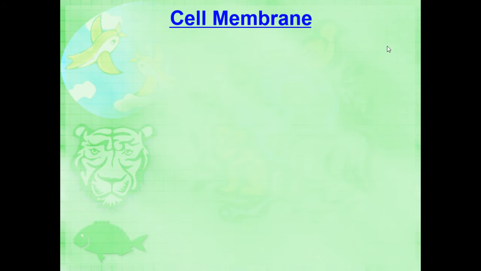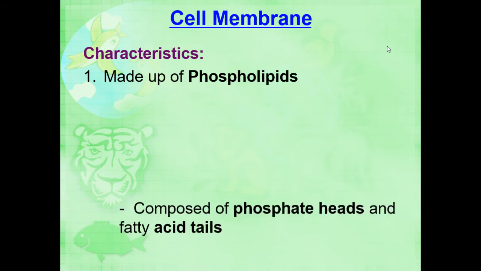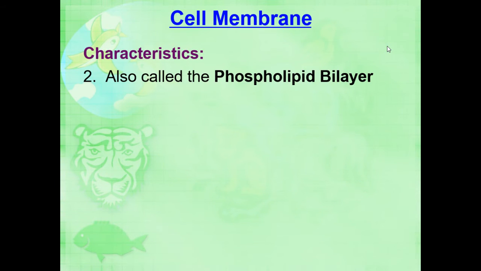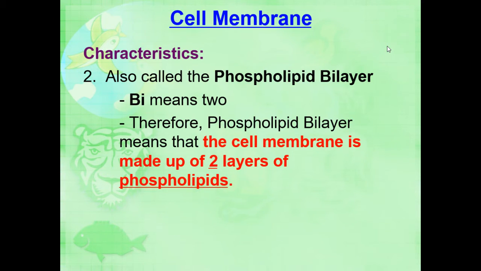I'm not going to worry about playing any videos for right now. Let's just get through the main points here. So the characteristics of the cell membrane. We know it is made up of phospholipids. We learned that back in chapter 3. They are composed of phosphate heads and fatty acid tails. It's also called the phospholipid bilayer. The prefix bi means two. Therefore, the phospholipid bilayer means that the cell membrane is made up of 2 layers of phospholipids.